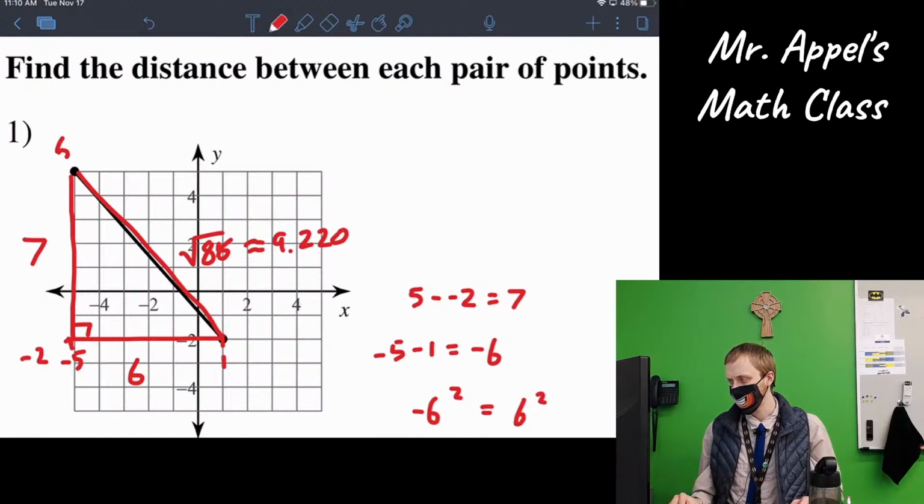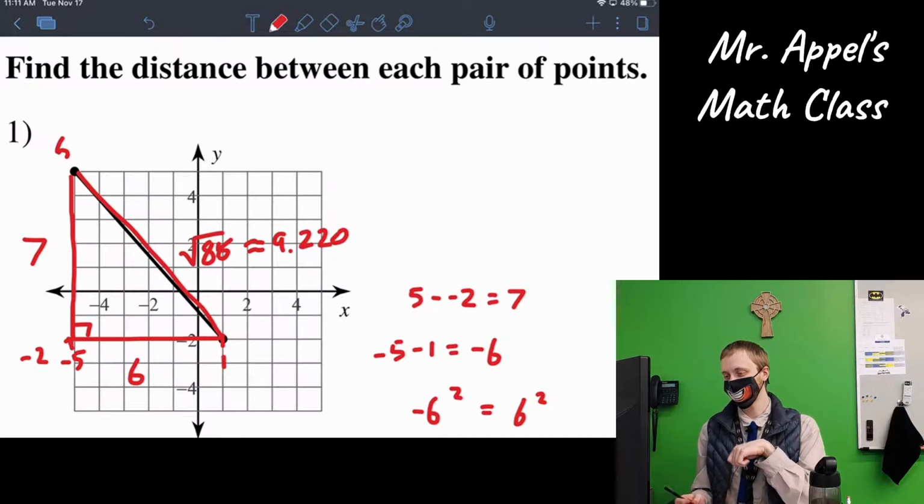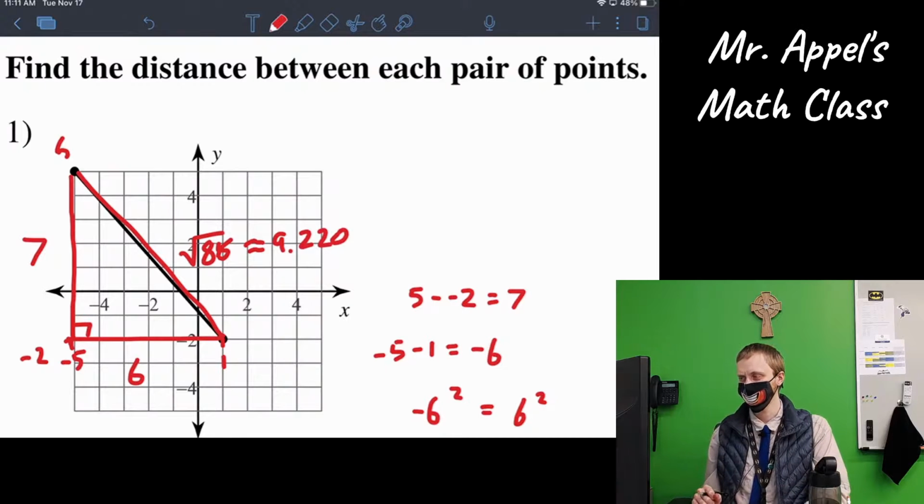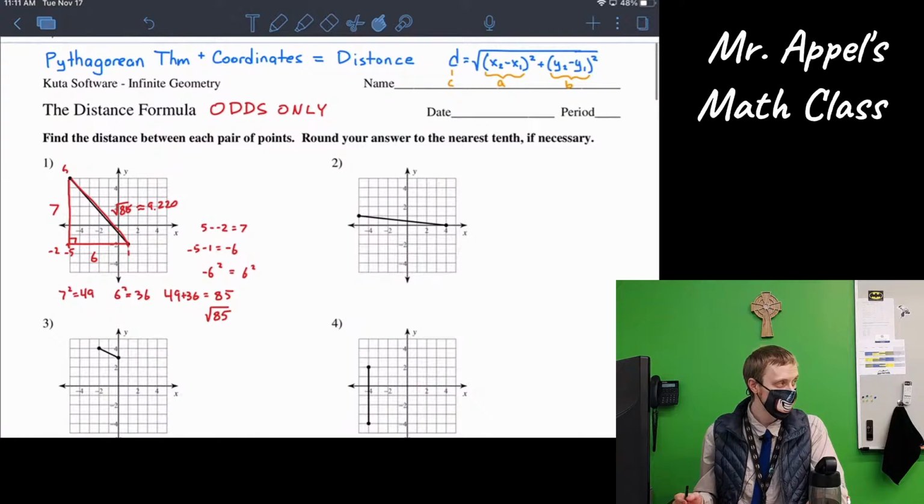All right. Ashley, does that help? Since you're the one that asked about this question specifically. Yes? Good. All right. Does anyone have any other questions on how to deal with the rest of this sheet?